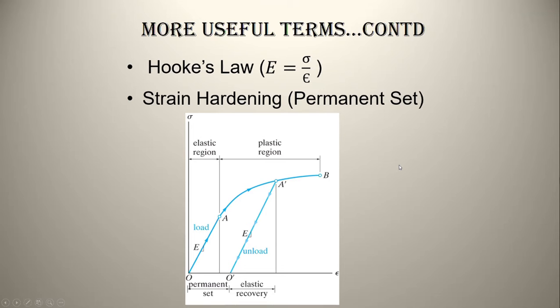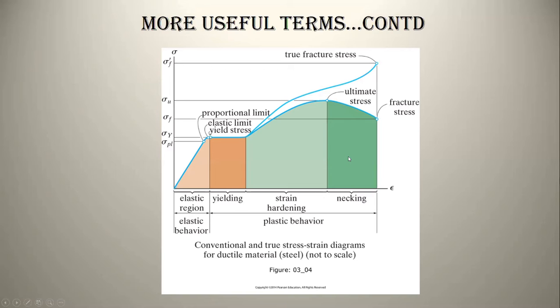And more interesting terms are shown in the next graph, which I'm going to show you, which I've also taken from the book. Now, please understand, this graph is not to scale. Yeah, there it says: conventional and true stress strain diagrams for ductile material like steel, which is not to scale. So don't think that sigma and epsilon vary exactly like this. But this is just to show you all the different terms we have talked about.